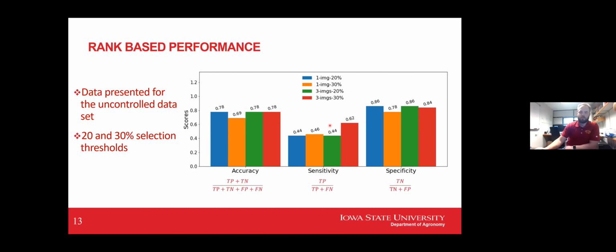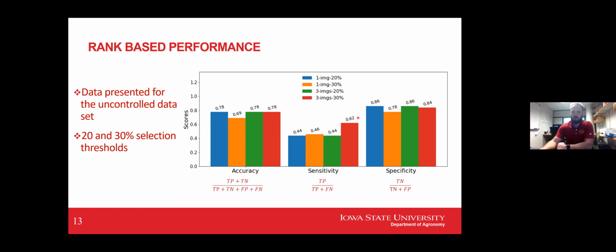What I would like to point out is that with the 20% selection threshold, we didn't see much improvement in the metrics, but when you move to a 30% selection threshold using 1 versus 3 images, we saw improvement in all metrics. Accuracy went from 0.69 for one image to 0.78 for the 3 images. Sensitivity moved from 0.46 up to 0.62, and specificity from 0.78 to 0.84. A couple of things to point out here.